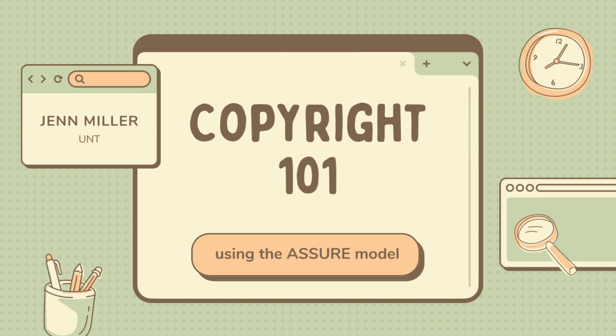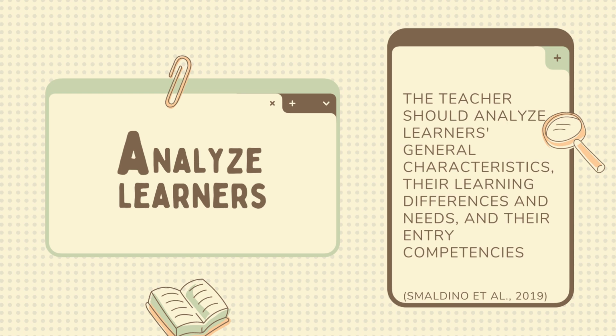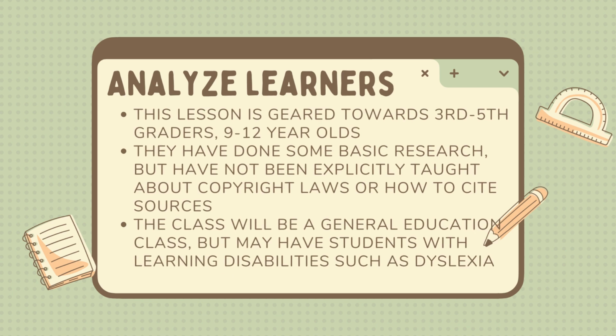Hello, today I'm going to be talking about how my Copyright 101 lesson follows the ASSURE model. So the A is for analyze learners, and the teacher should analyze the learner's general characteristics, their learning differences and needs, and their entry competencies.